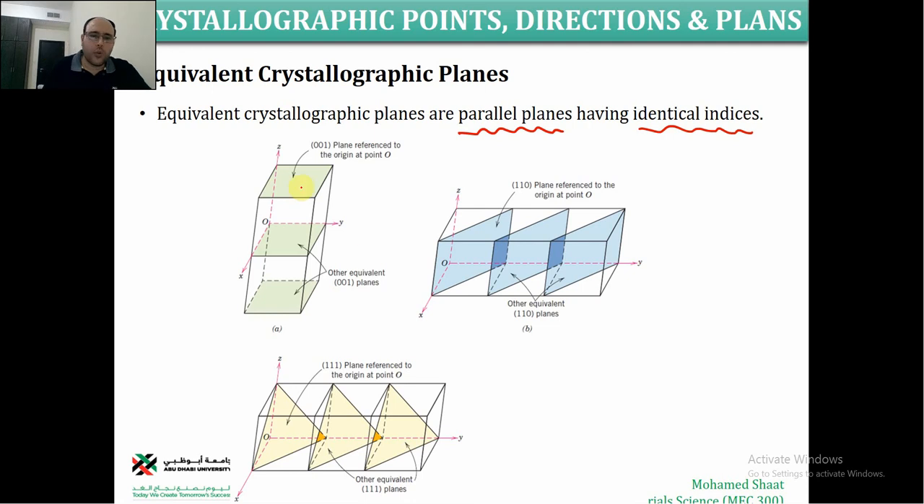It means, what is the index? What are the Miller indices for this plane? This is 001. How about this one? It is also 001. This one, 001. So they should have the same Miller indices.